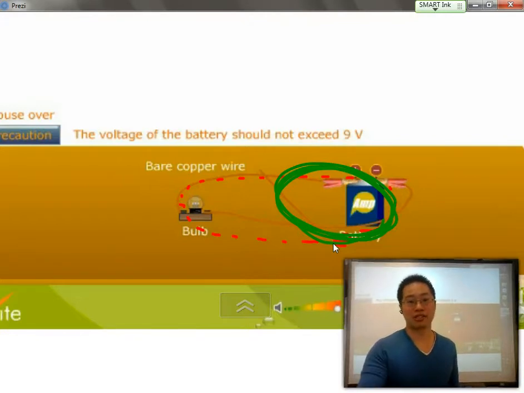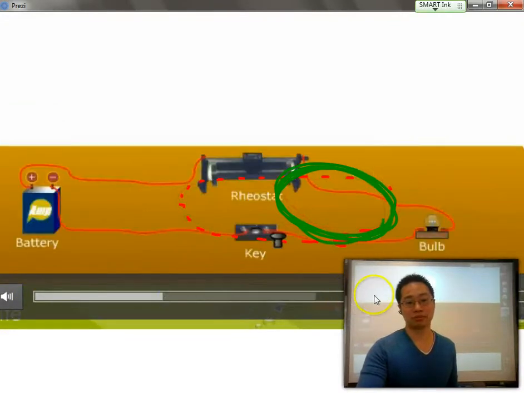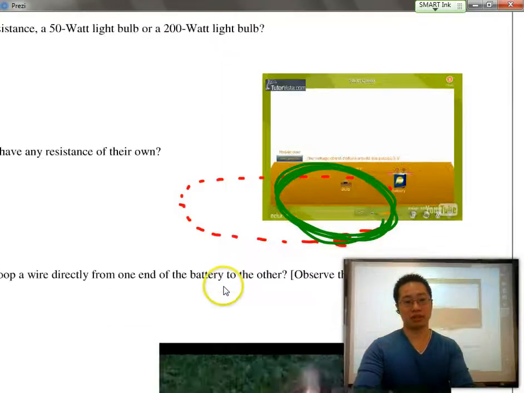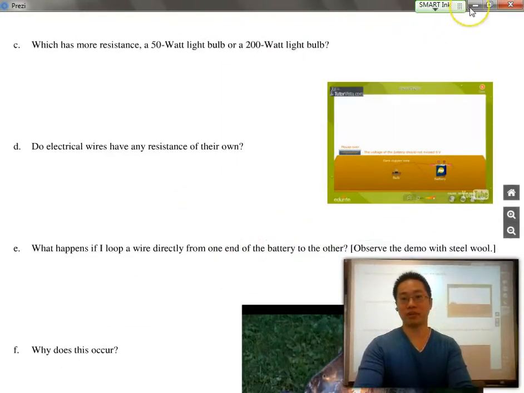The short circuit inside the house will first of all turn off the light bulb. It turns everything off. And it will also start a fire. Okay? So that's resistance.